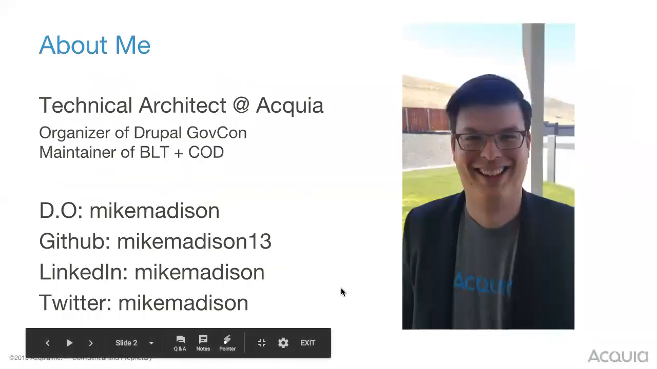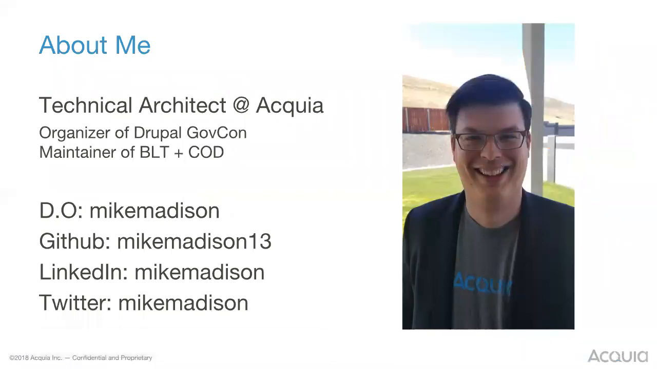My name's Mike Madison. I'm a technical architect at Acquia. And even though this is a government conference, and even though I don't work directly for the government anymore, I have spent the last roughly 8 years of my career doing government contracting of one variety or another. I worked at a national lab prior to being at Acquia. And over the last 2 years at Acquia, I've primarily worked with a state agency in New York. So thank you for joining me today.